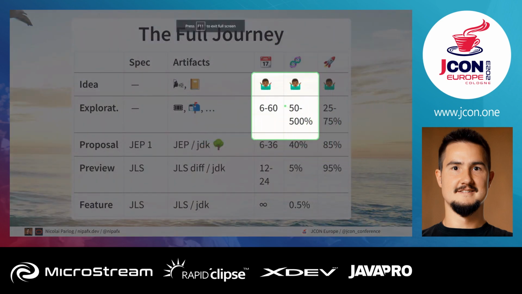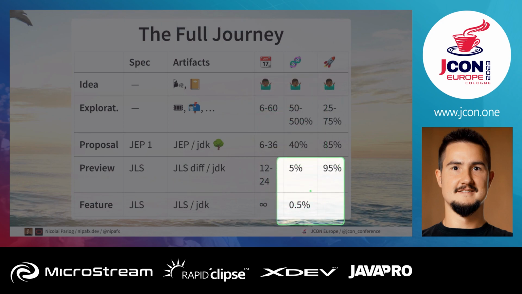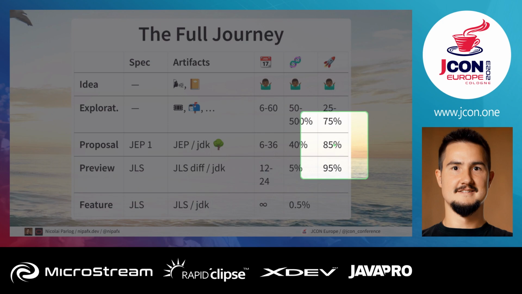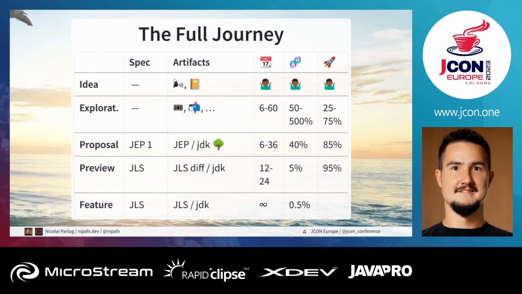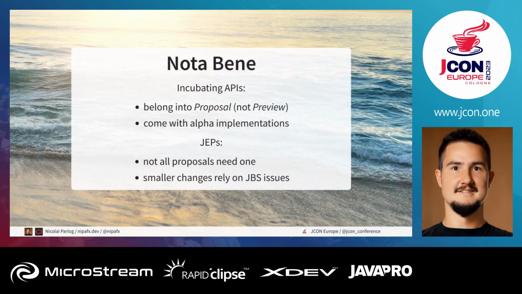This column, the rate of change, drops to almost 0. And this is the rate of progression, how many features make it to the next phase, and that goes up. Okay, so one little detail I need to add at this point.